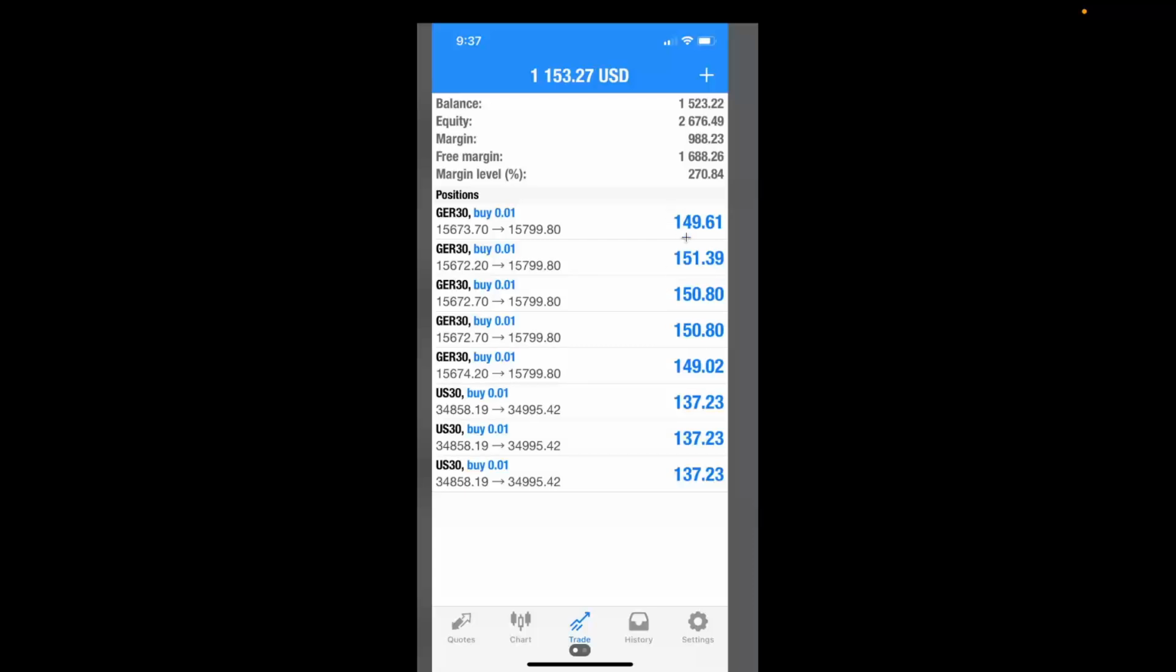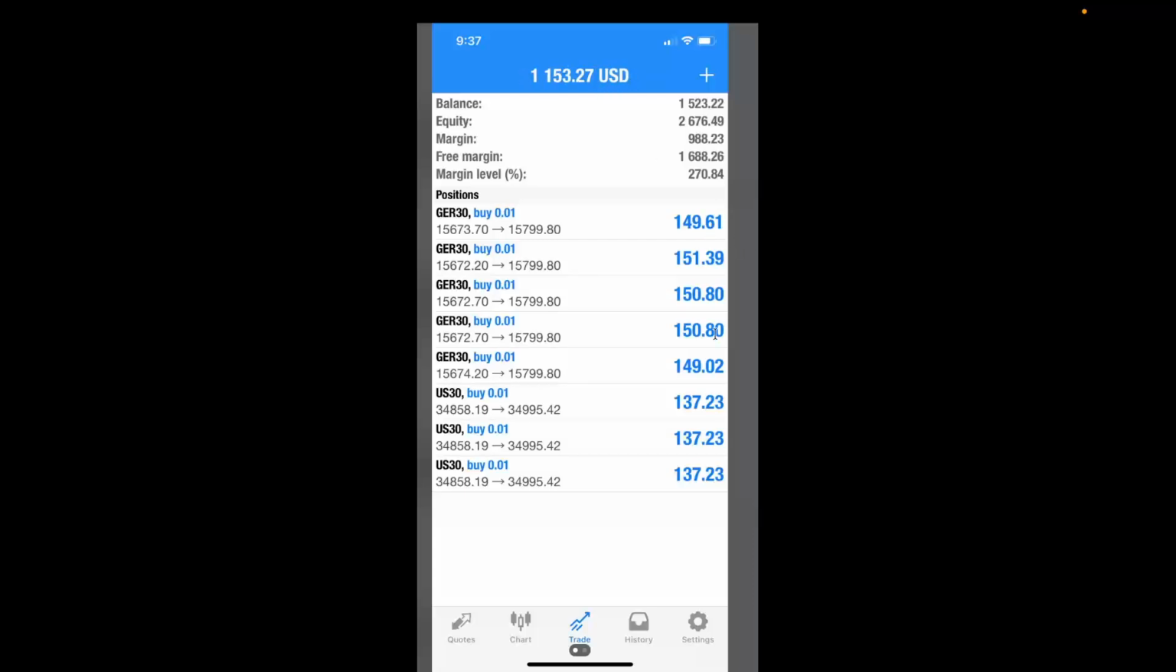And he's already making $149 on this, $151 on this, $150 on this, and he used a 0.01 lot size. So with that 0.01 lot size, for each movement that is happening, you already know how much he's making. You get? So that is that. So this is the profit.